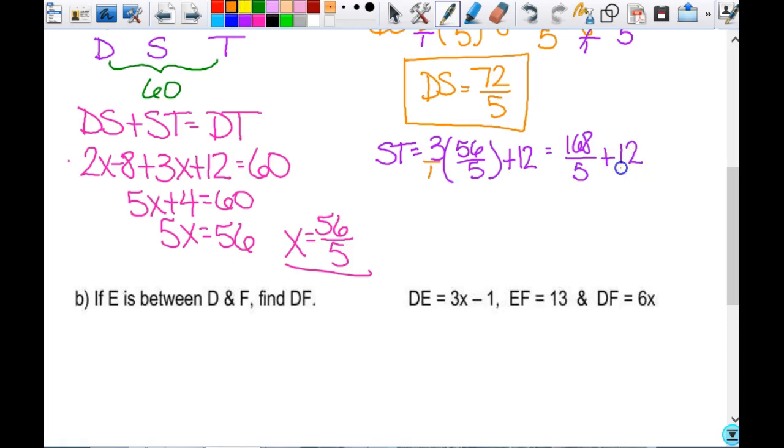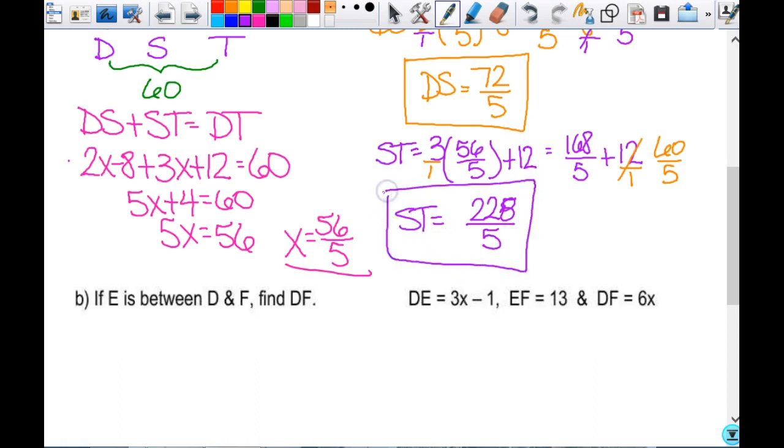So I can't reduce that, right? So I've got to get a common denominator, which is going to be, what? 5. So this becomes 60 over 5. So 168 plus 60, 228, 228 over 5. Can I reduce that? Nope, that's the length of st. And I have found the two things that I was asked to find.